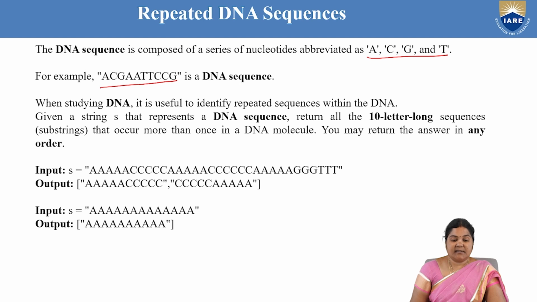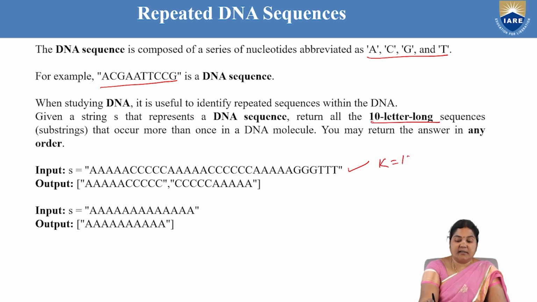Given a string s that represents a DNA sequence, return all the 10-letter-long substrings that occur more than once in a DNA molecule. You may return the answer in any order. So if it appears more than once, we have to return it, but it should be of length 10. So our k value is given as 10. This is our window size.